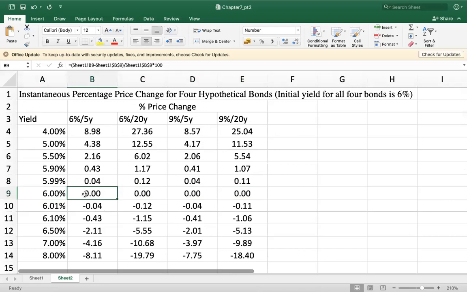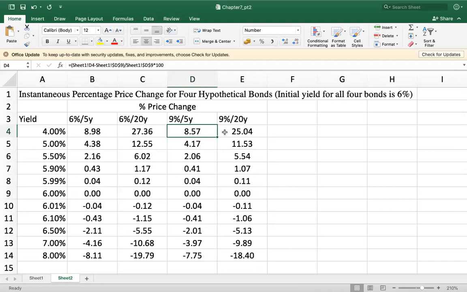Here you can see 4 main properties. Property number 1 is that although the prices move in the opposite direction from the changes in the yield, the percentage price change is not the same for all of the bonds. For example, from 6% to 4%, here it is 8.98%, here 27.36, 8.57, and 25.04. So it's not the same, right? So the first is that the effect is not linear.